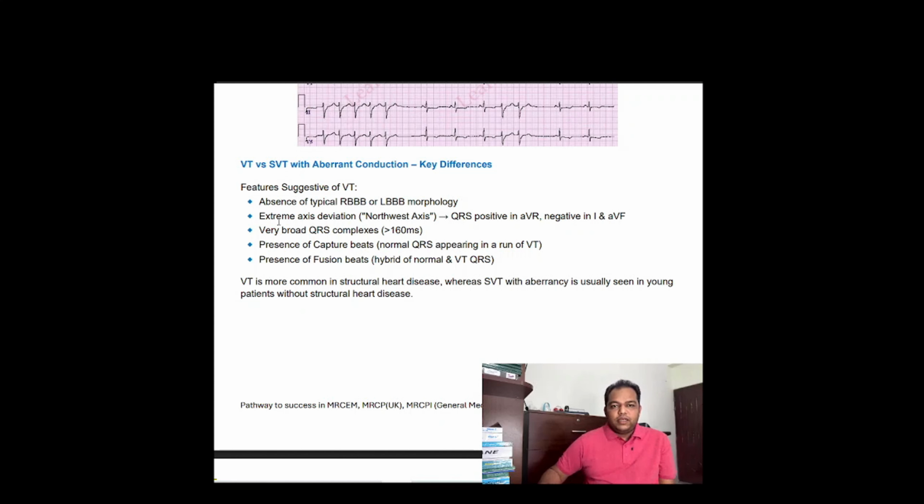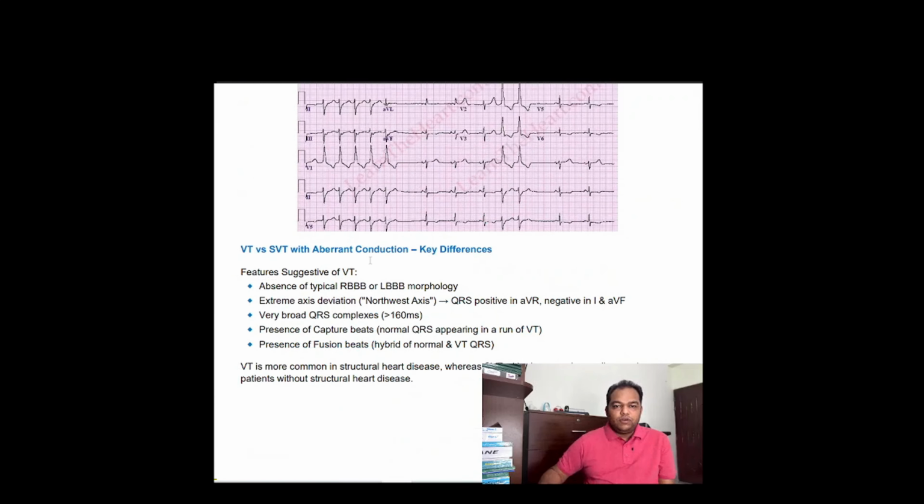And there may be extreme axis deviation. That means negative deflection in lead 1 and also negative deflection in lead 2 or aVF. QRS complex should be more than 160 millisecond, and there may be capture beats, there may be fusion beats. That means capture beats or fusion beats may be present in case of VT.